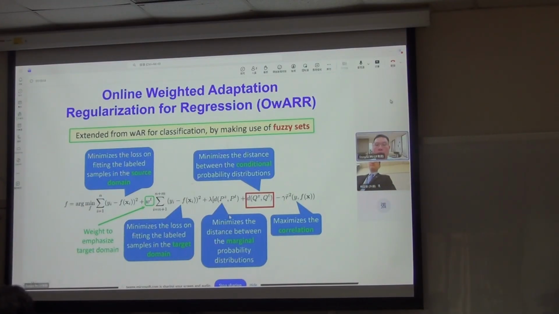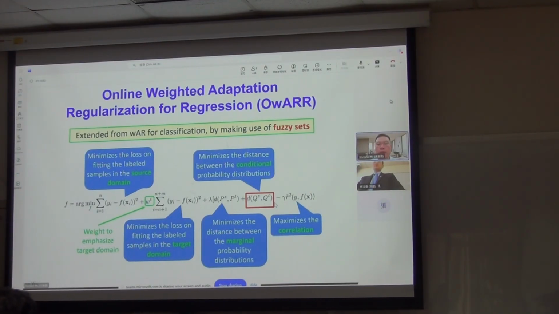And the third term is to minimize the distance between the marginal probabilities of the old and the new subjects. This term was borrowed from the original transfer learning algorithm for classification problems. There, we also needed to minimize the distance between the marginal probability distributions of different subjects. Because for classification and regression problems, the marginal probability distributions are computed in the same way, we can use the original formula directly.